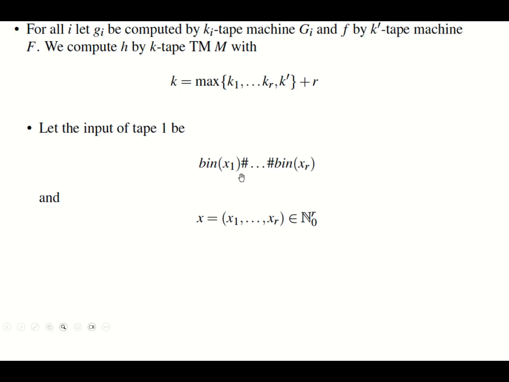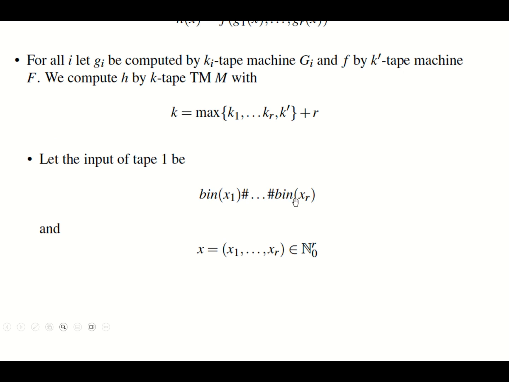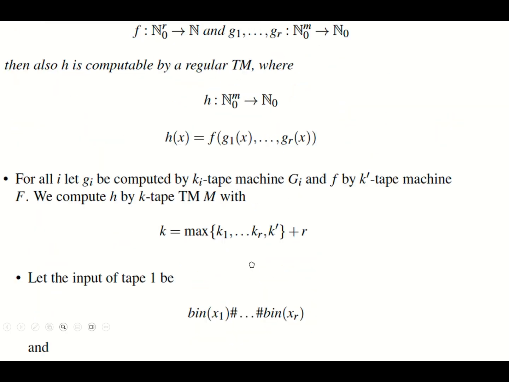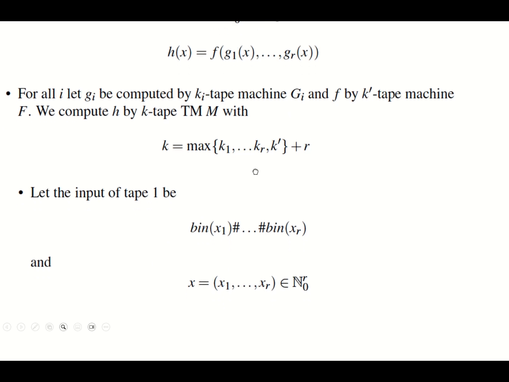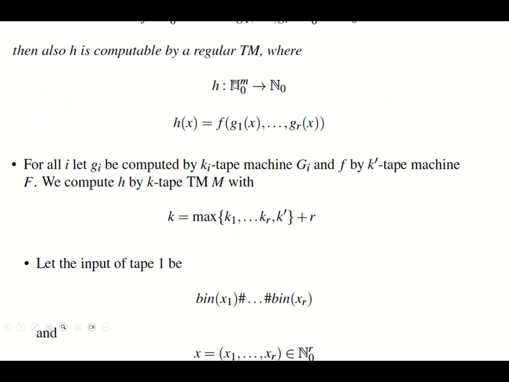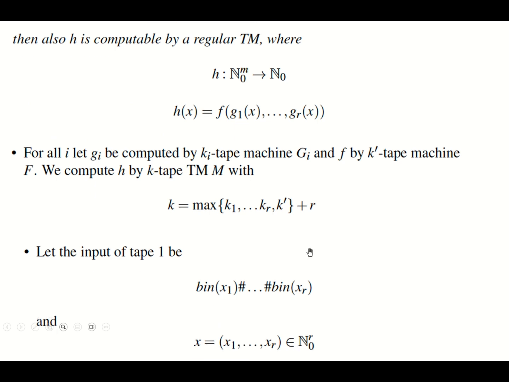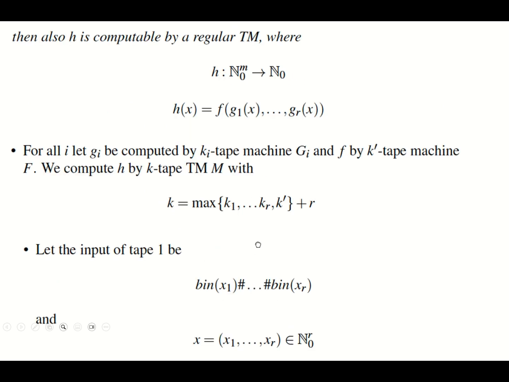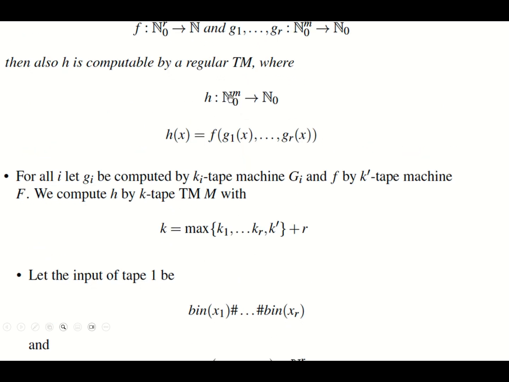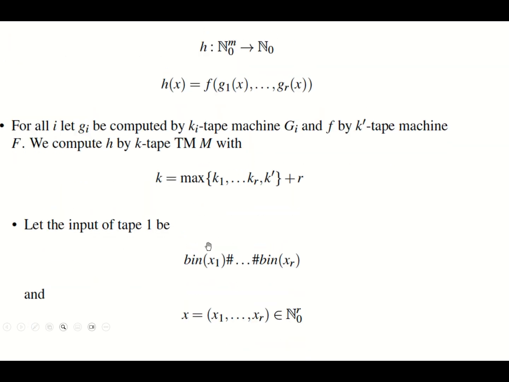So on tape 1, I have an input x1 up to xr. They are all represented in binary. So I have r many inputs, x1 to xr, separated by hashtags. Actually, there should be m many inputs, maybe there is a mistake. So this should probably be m here. So I have m many inputs, and I have to output h evaluated on these inputs. Like this.